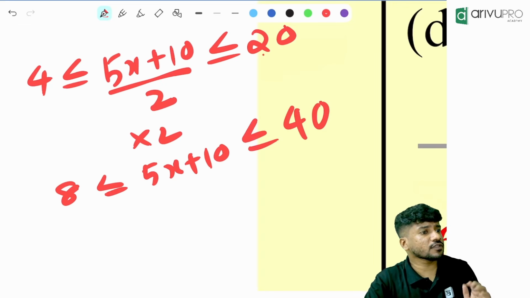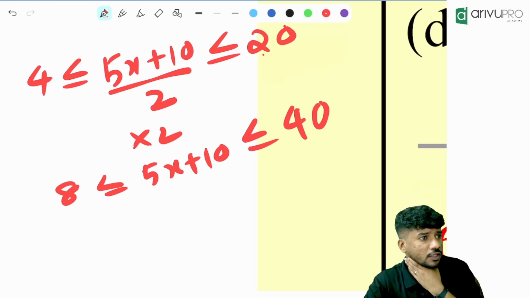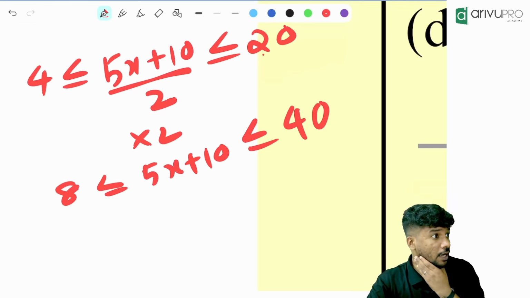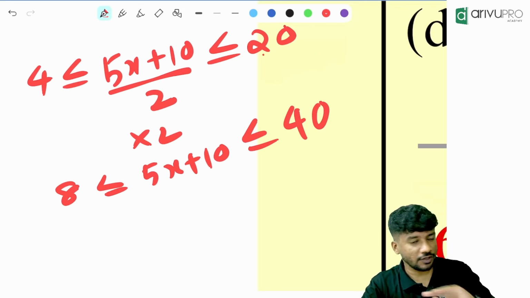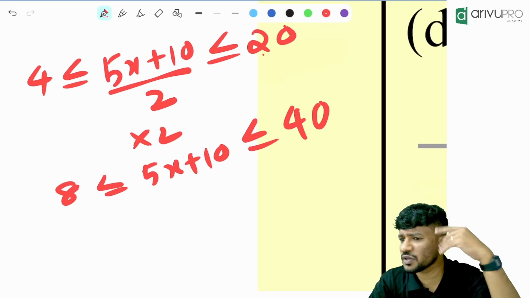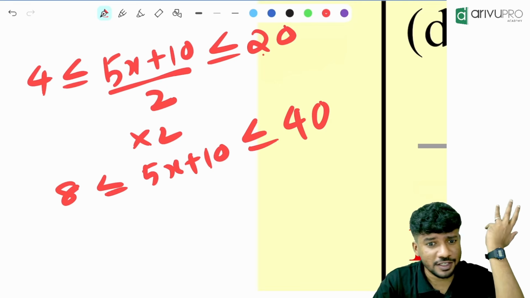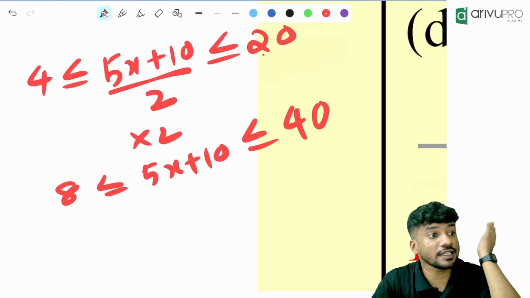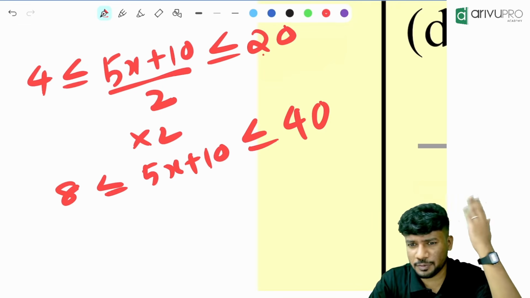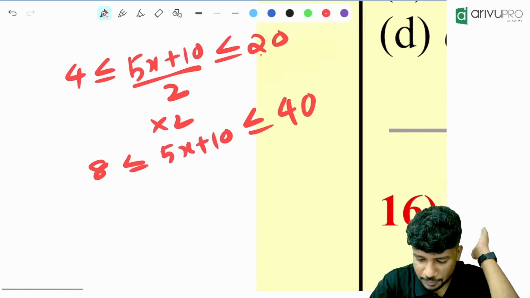Till here everything is fine. Should we change that less than or equal to sign? No. Why should you? If you are multiplying with a negative number, you will change. Otherwise, there is no requirement. And one fine thing is we will never multiply with a negative sign, until and unless there is a minus sign in front of x. That type of question will not be there for your examination.